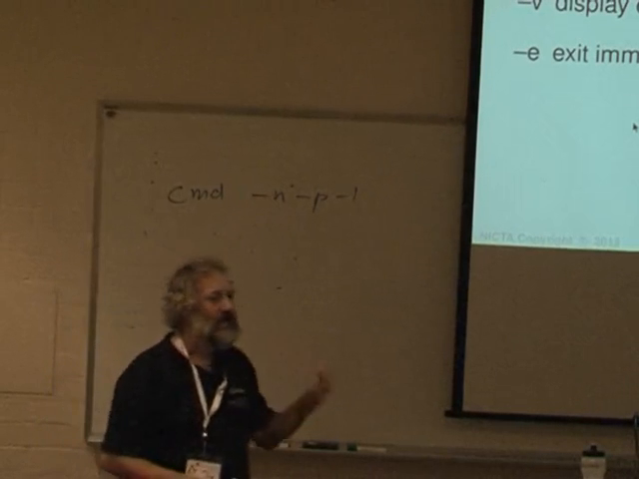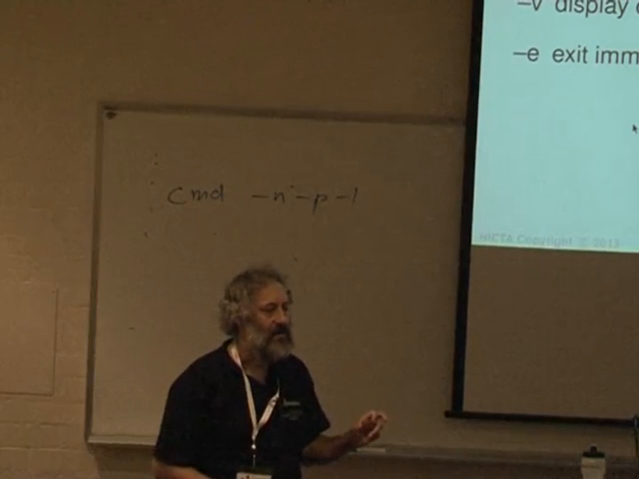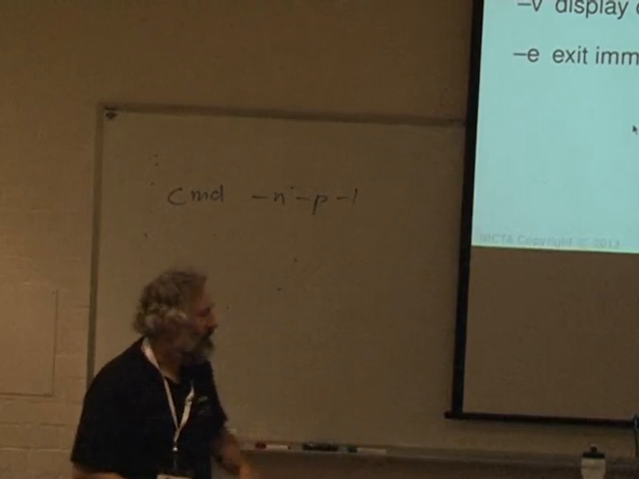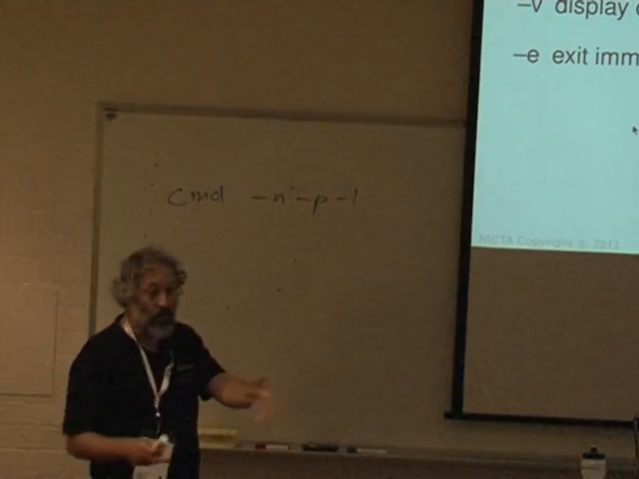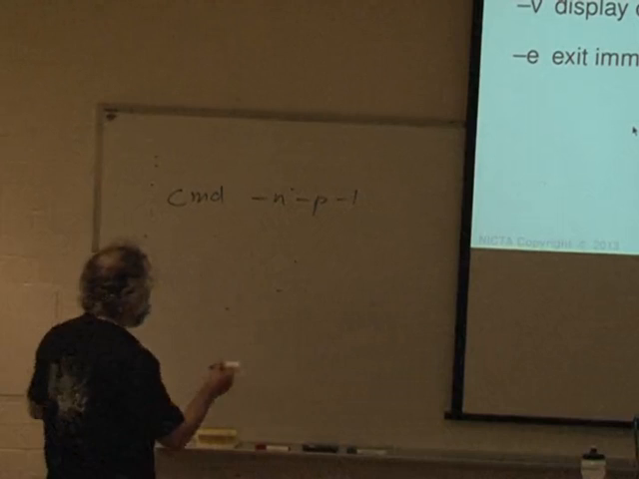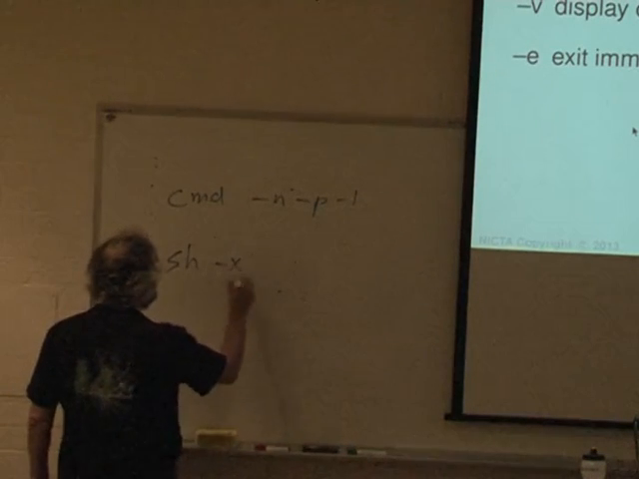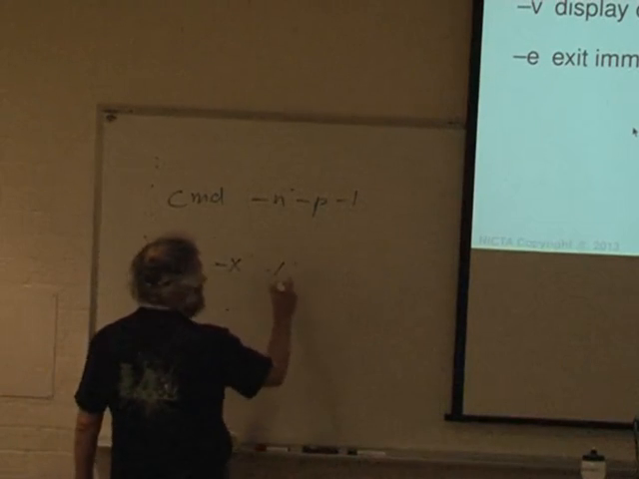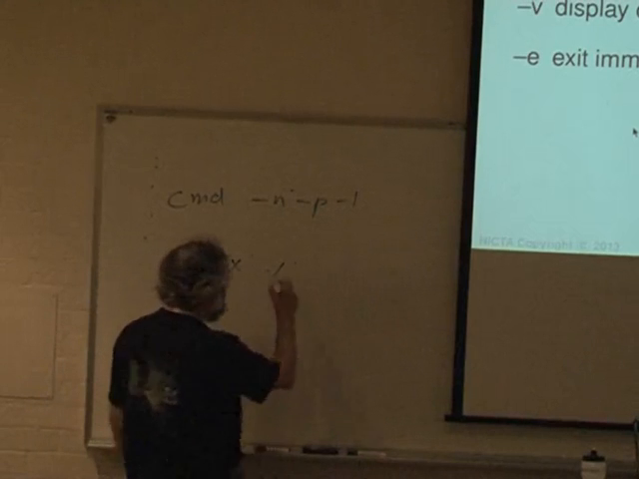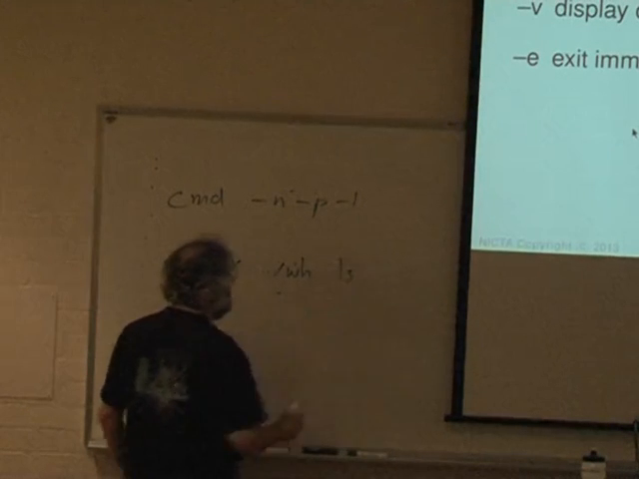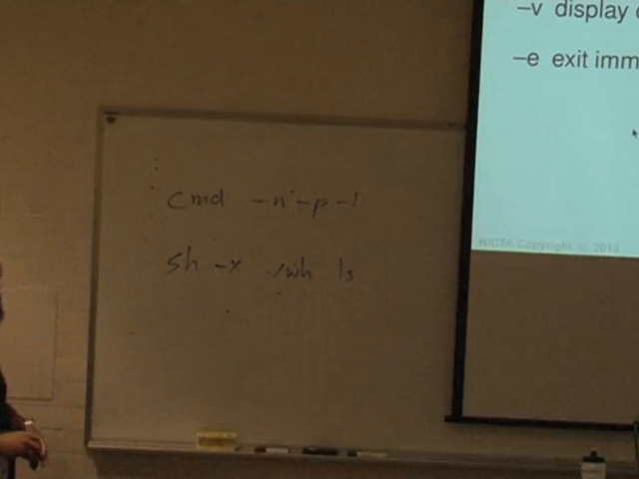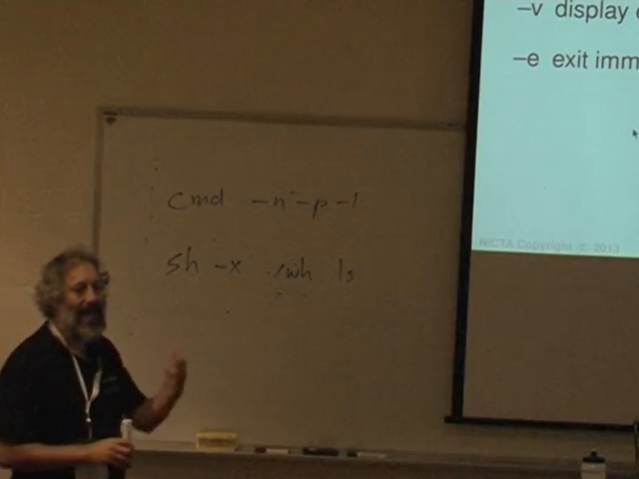Shell is no exception, and there are three that are really useful: dash x, dash v, and dash e. Dash x displays every command before it executes. So with that which script, try set dash x, then dot slash, what's it called, my which? It's WH. And you'll see that it prints out each line as it goes.